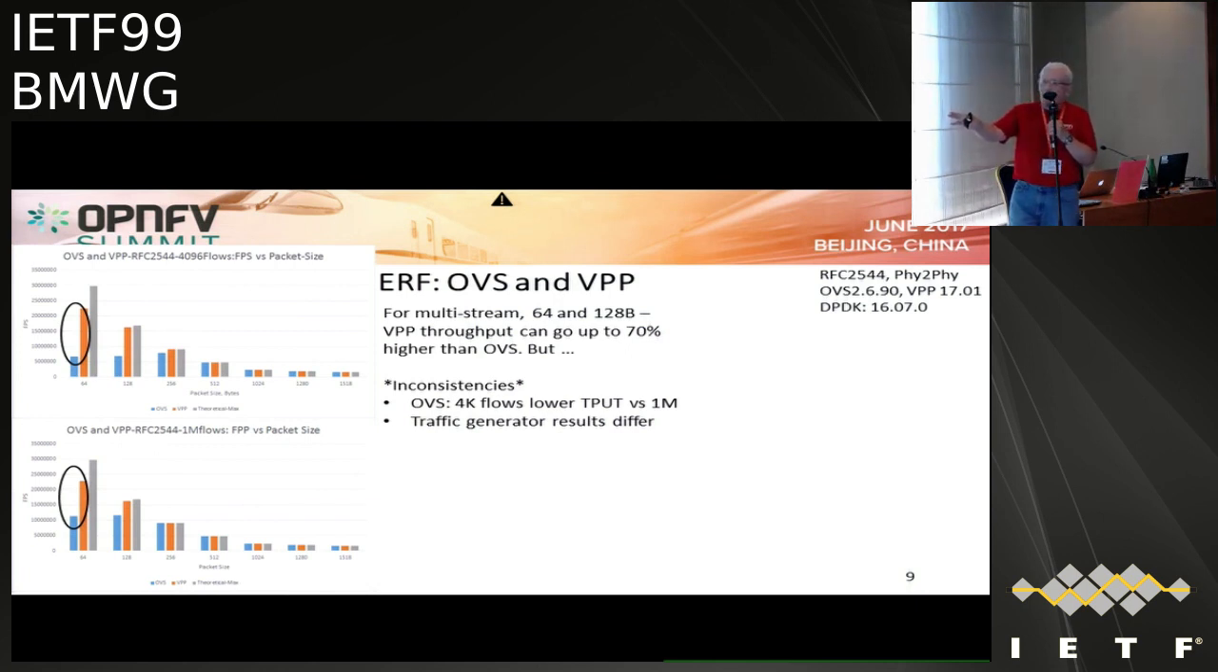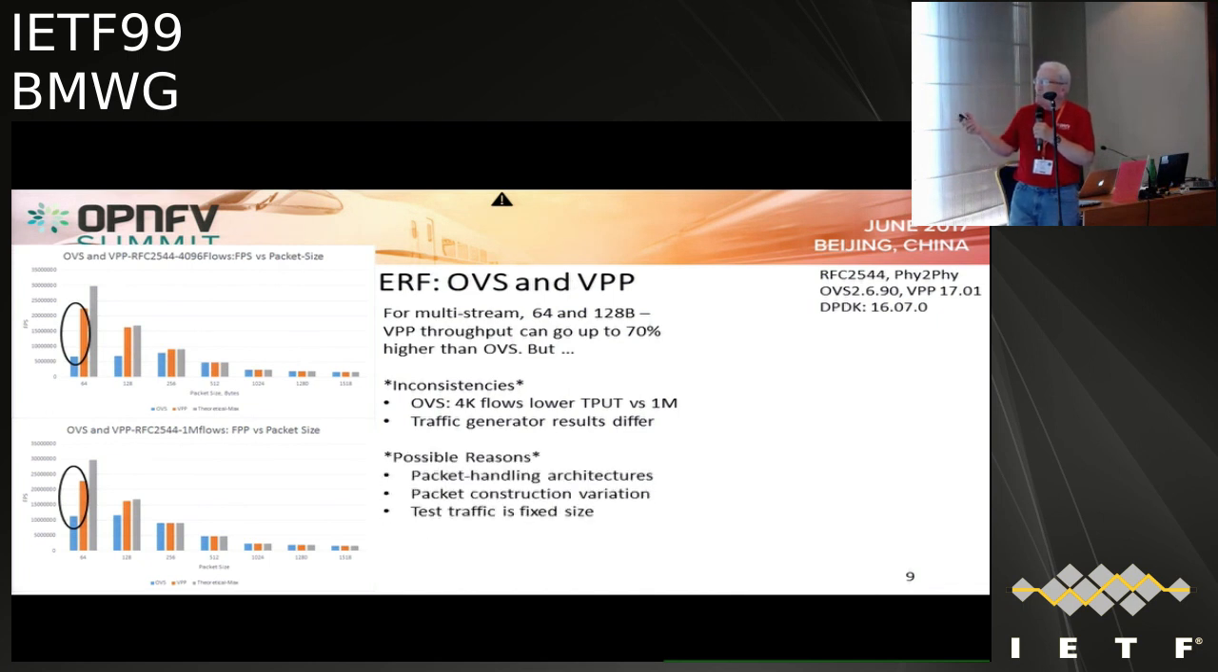Of course, it's at the smallest packet sizes too. In other cases, actually, the case next to it, OVS was still higher there. So this is something that needs to be chased down. But this is the kind of thing that you can do with these tests. So here are the possible reasons: the packet handling architectures, the actual construction of the packets in the test generators, and whether the test traffic is actually fixed size. These are something to look at.